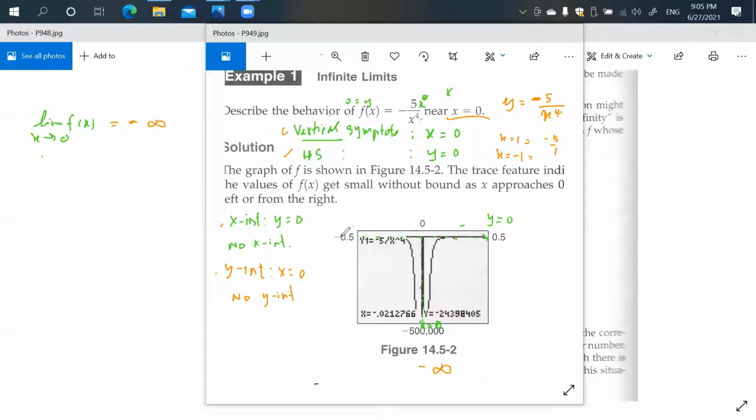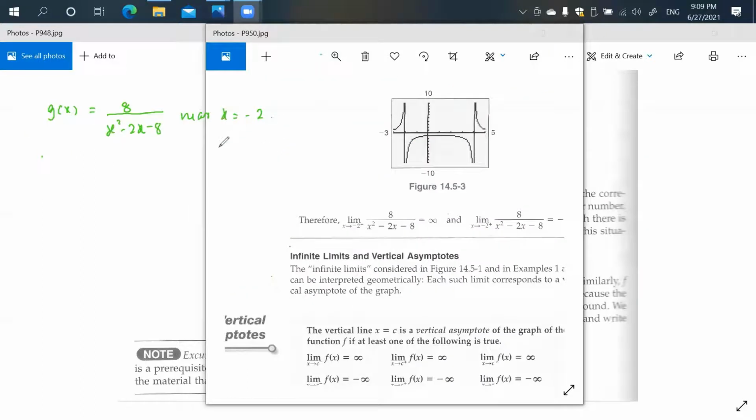Okay, so now I understand, it's a repeat of the previous lesson. Okay, so now we go to the next example. Look at the next example. Still the same thing. Describe the behavior of the function g of x equal to 8 over x squared minus 2x minus 8 near x equal to 2.